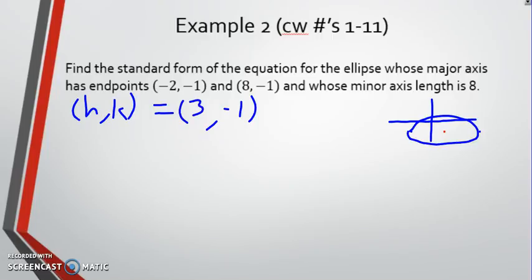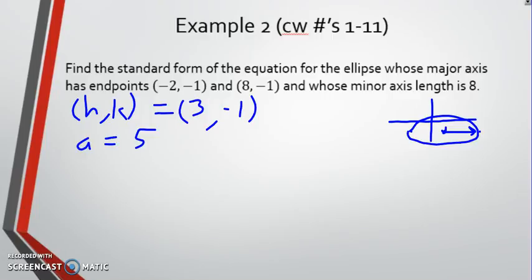We can also use that information to say what's the distance from our center to either of the endpoints. It doesn't matter which direction you go, because that long way across the ellipse is what we call a. So the distance from the center to the major axis endpoints is the length of a. From 3, -1 to 8, -1, since the y-coordinate doesn't change, you can just focus on the x's. From 3 to 8 is a length of 5.